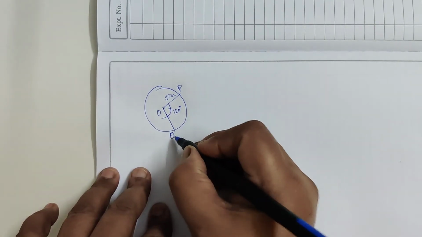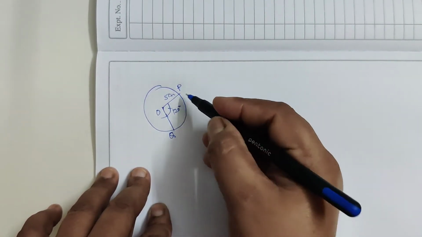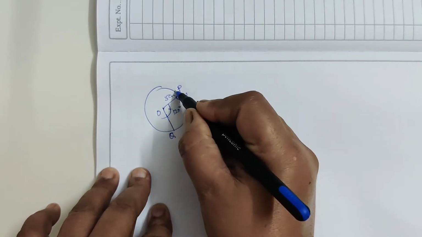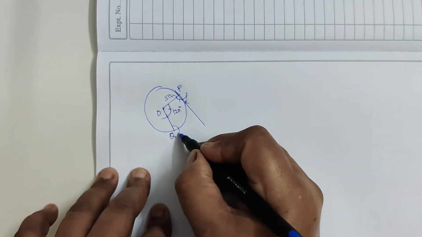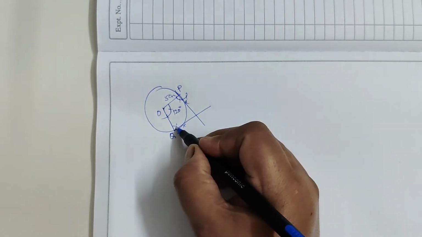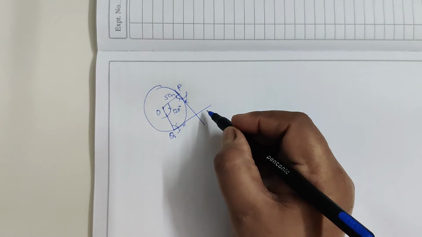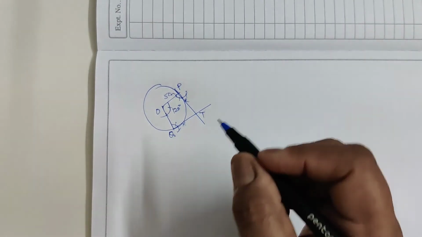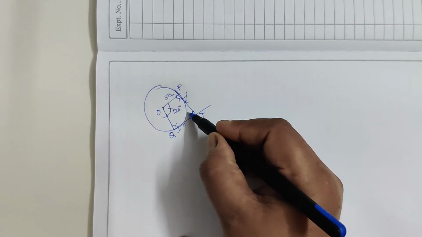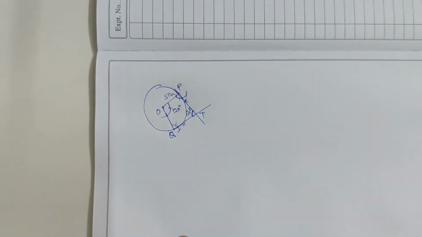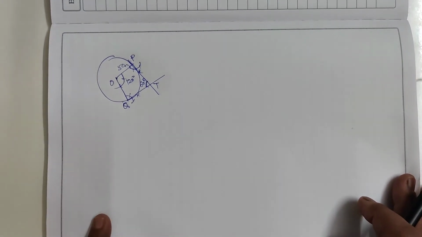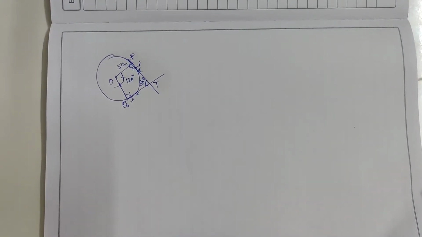This point is Q. Now construct angle 90 degree at the points P and Q, because the tangent makes 90 degree with the radius. This point is T. So angle PTQ equals 60 degree. Now the construction of this question.